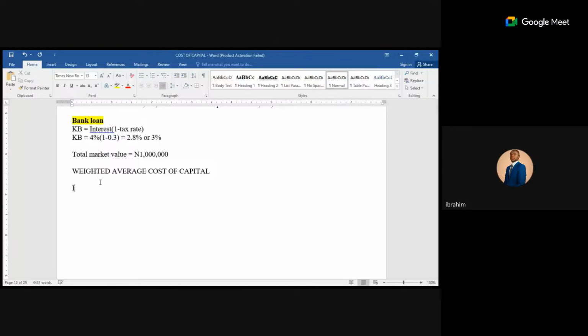So items. The total market value. The costs of capital.